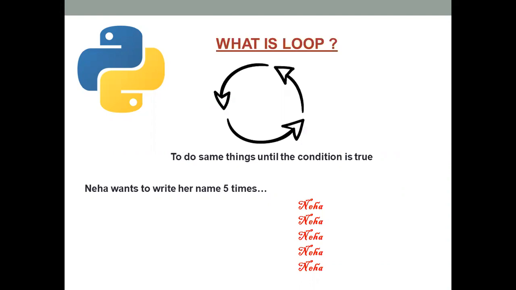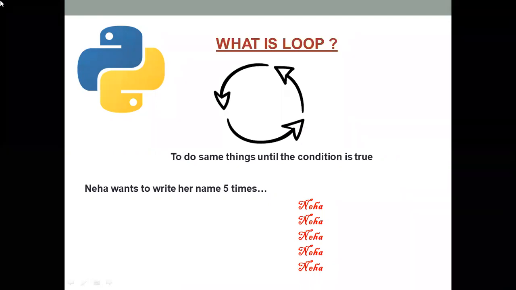It means if Neha wants to write her name 5 times, she starts to write 1 time, 2 times, 3 times, up to 5 times. She is doing the same task for 5 times. This is called looping.